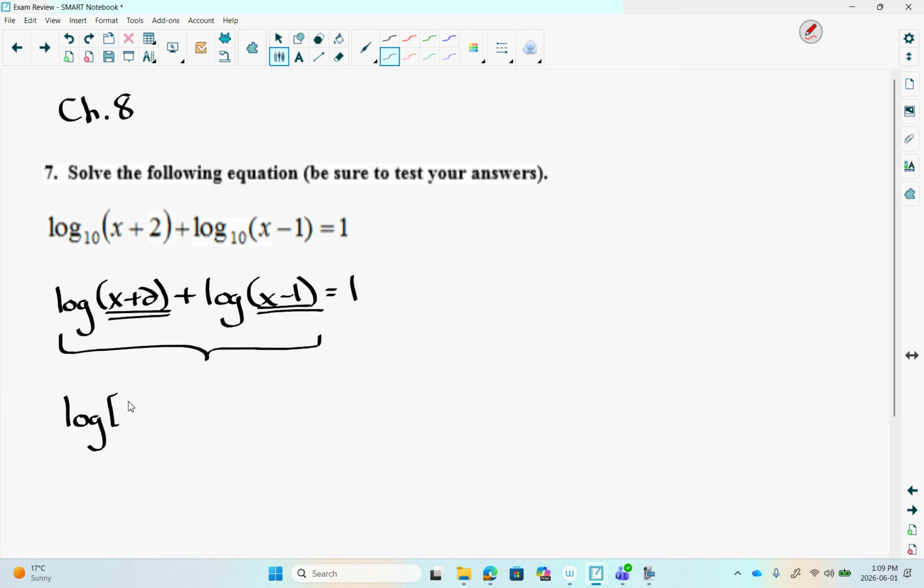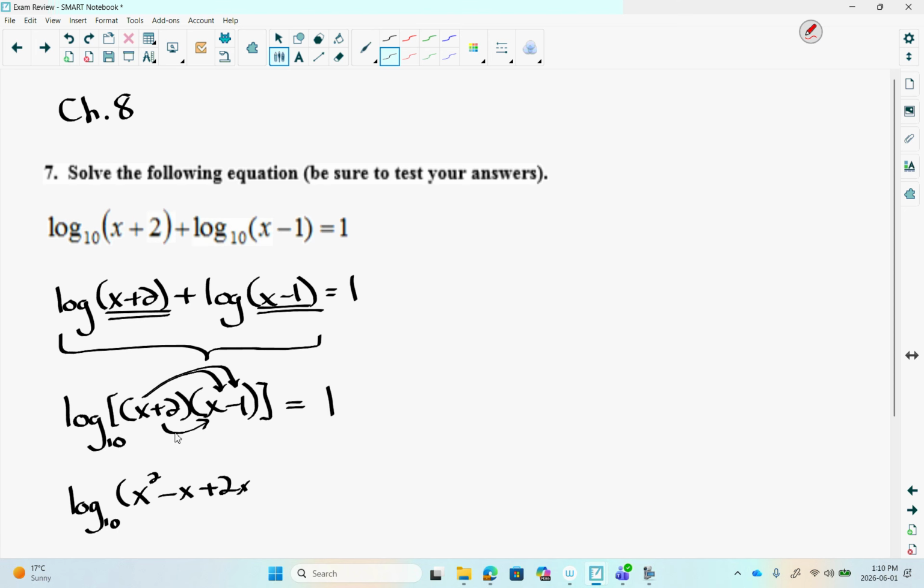Positive, positive. So what would I do with the x plus 2 and the x minus 1? I'm going to multiply them together. Perfect. You okay with me writing the base in there, even though it's not necessary? All right, I'll work this out. I will multiply. What's x times x? X times negative 1 is negative x. 2 times x is 2x, and 2 times -1 is -2.